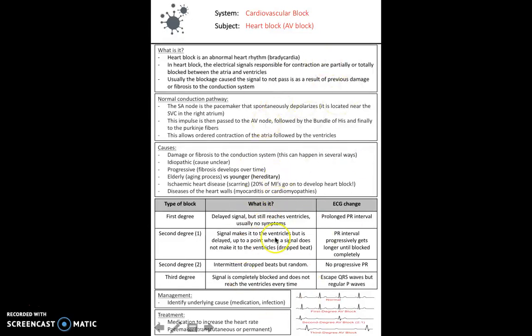You can manage heart block by identifying the underlying cause, whether it be medication or infection, and you can give medication to increase the heart rate, or pacemakers as well. And remember, pacemakers can be transcutaneous or permanent.